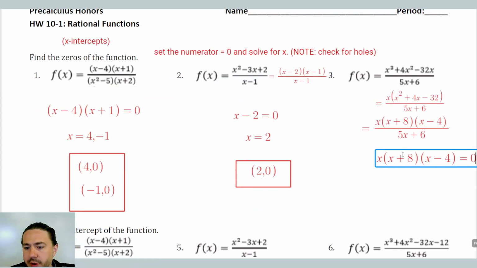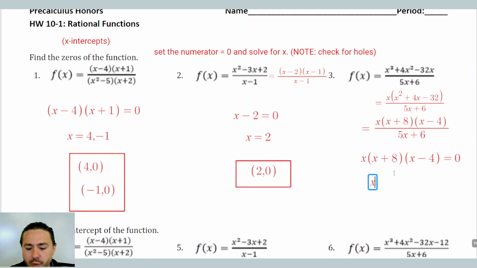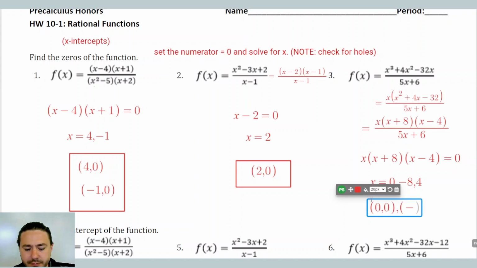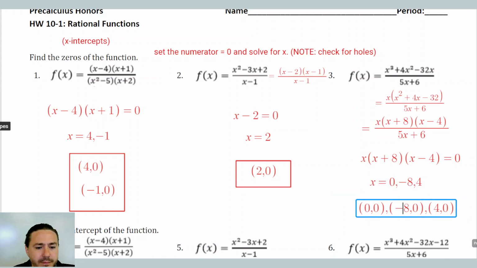So it does look like we're going to get 3 answers. It's going to be 3 x-intercepts here. We get one at x equals 0, one at x equals -8, and one at x equals 4. So our coordinates here are going to be (0, 0), which also happens to be the y-intercept, (-8, 0), and finally (4, 0). So we get 3 x-intercepts here.